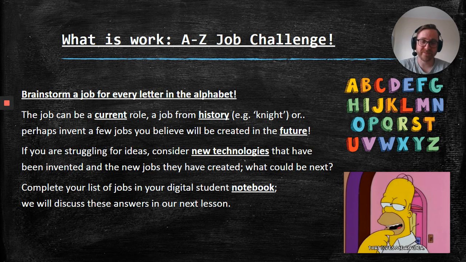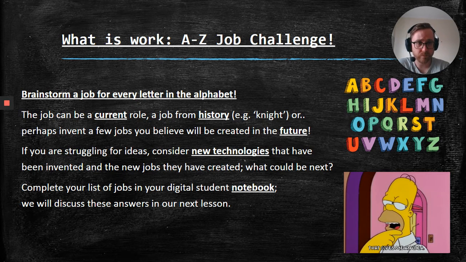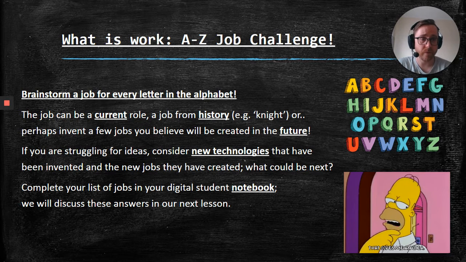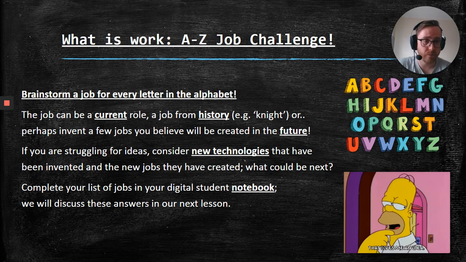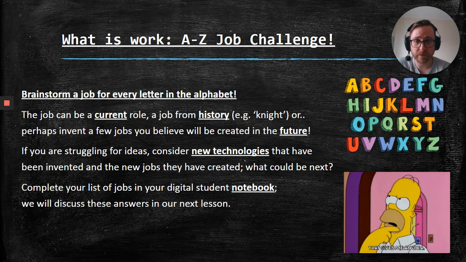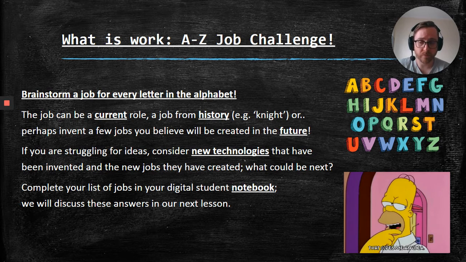Complete a list of jobs in your digital notebook. We will discuss these answers in our next lesson. Again, this is for a double period, what I'm doing today in this video. So if you'd like, you could complete this in period 1, and then wait it out for period 2, or you could just complete this and move on to the next activity. It's entirely up to you how you structure it, but you'll be completing all the activities in these slides across the double period. So up to you how you want to space it out. Depends on how you work best.